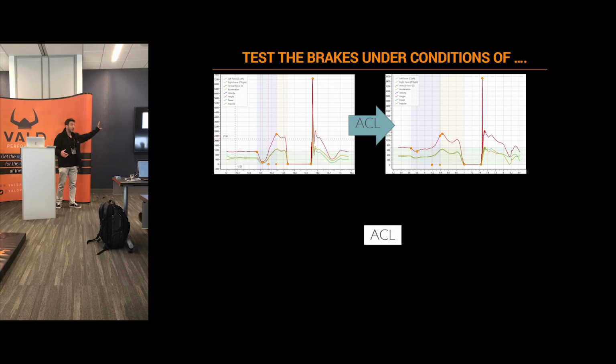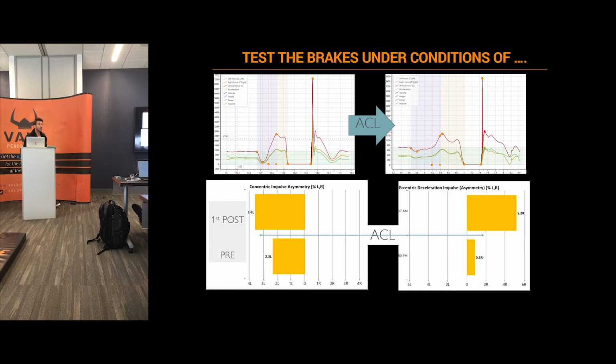This is a beauty because look at those two curves. In between that was an ACL rupture. And that on the right is the first test post ACL. I don't see any asymmetries at all, hardly. And in fact, those are the numbers. Pre-ACL, 2.3, post-ACL, 3.6. First test, I think you know what I'm talking about. 0.85.